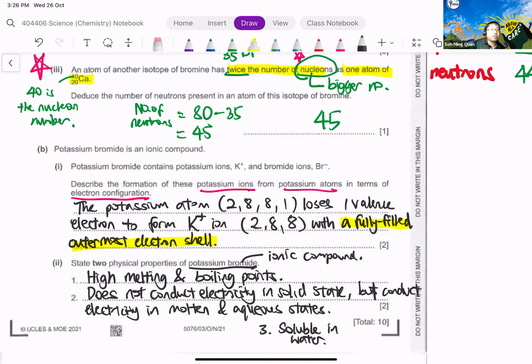Okay, so with that, we have finished going through the 2021 paper 3. Okay, so I hope this has been useful for you, to reconsolidate all these concepts.